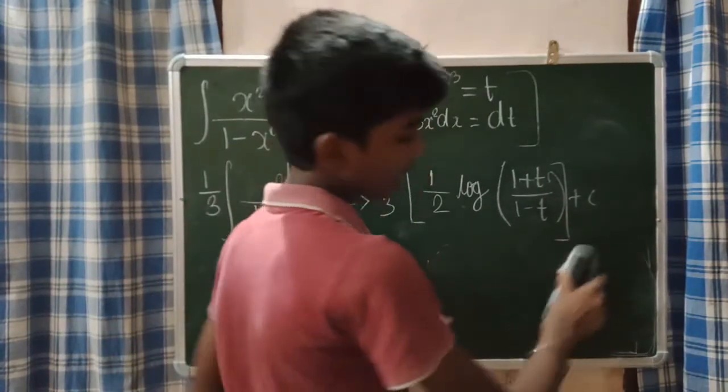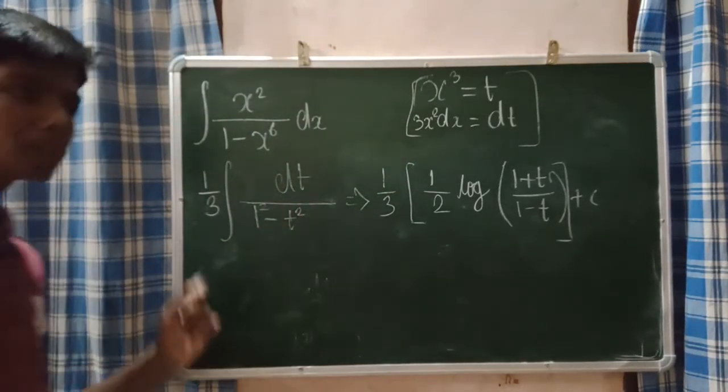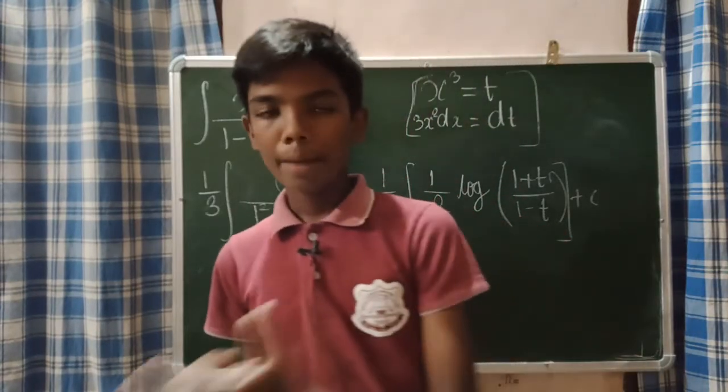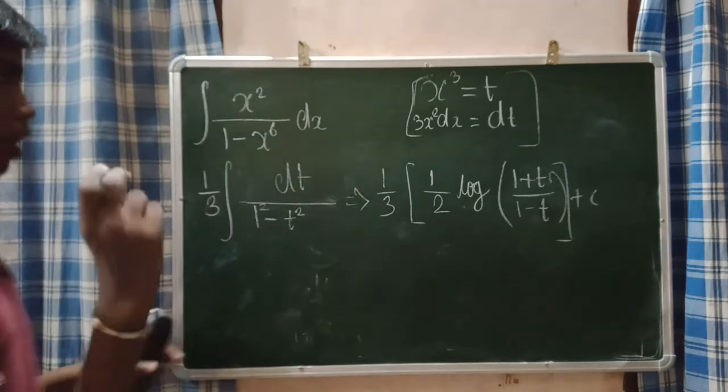Guys, this particular standard integration is very important. The integral of dx divided by a square minus x square is equal to 1 by 2a into log of a plus x divided by a minus x plus some constant. Okay. So now what value of t did we take?